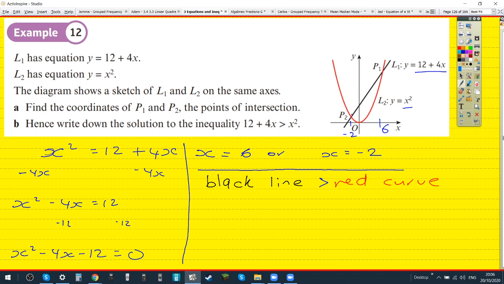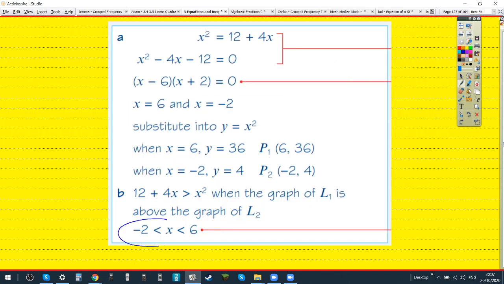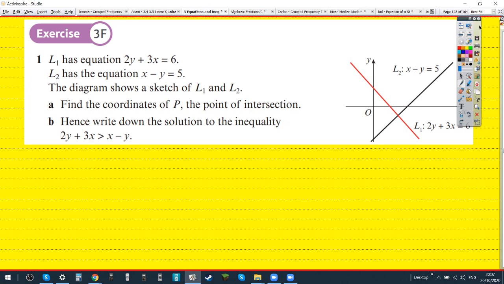So they're exactly equal to each other at minus 2 and 6, when x is minus 2 and when x is 6. See how in between those two, the black line is over the red? So basically, it is when x is between minus 2 and 6. If they had asked when is 12 plus 4x less than it, that would be on the outside, when x is less than minus 2 or greater than 6. So it's doing it graphically. So x is between minus 2 and 6. Tricky, tricky, tricky. Okay, let's try this one.